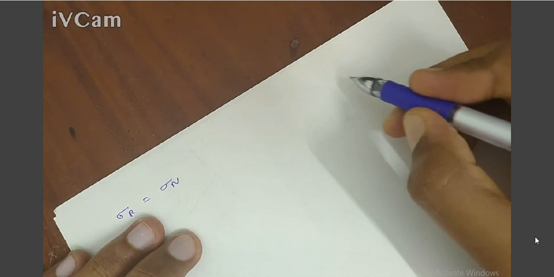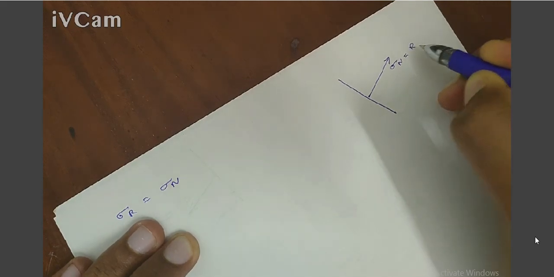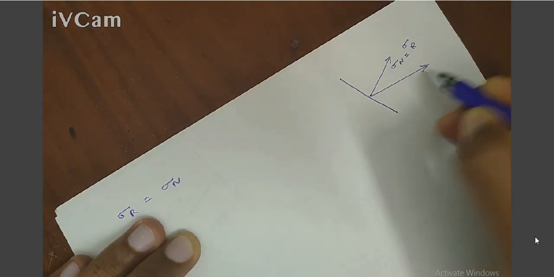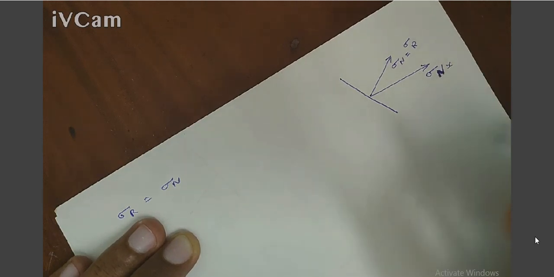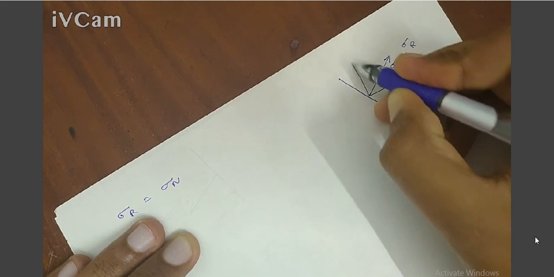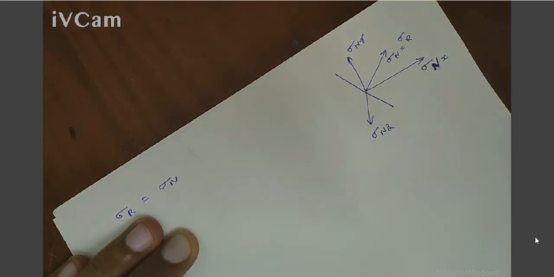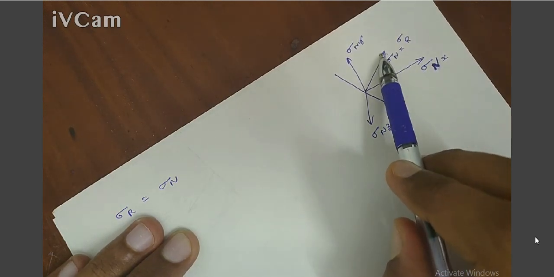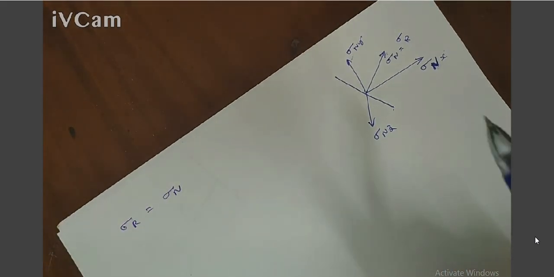Next, I am going to resolve this sigma n, the normal stress on the principal plane, into three components. One is along the x direction, which I am giving as sigma nx, because this is a principal stress. In the y direction, I am giving sigma ny, and in the z direction, sigma nz. So I resolve this normal component, or the resultant stress, acting on this principal plane into three components: one along x, other along y and z.